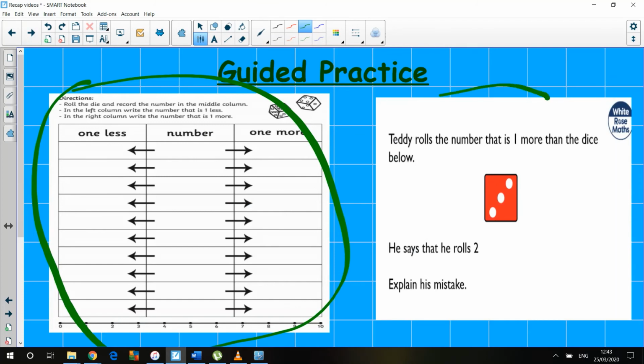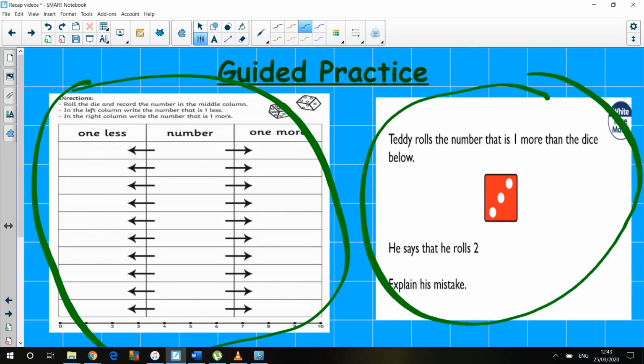And then can you solve Teddy's challenge here? But can you show me using Numicon and counters? How would you show that Teddy is wrong? It's not just about solving the problem, remember, it's about proving how you know.